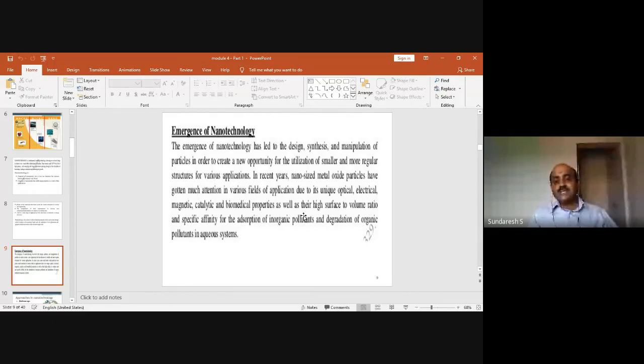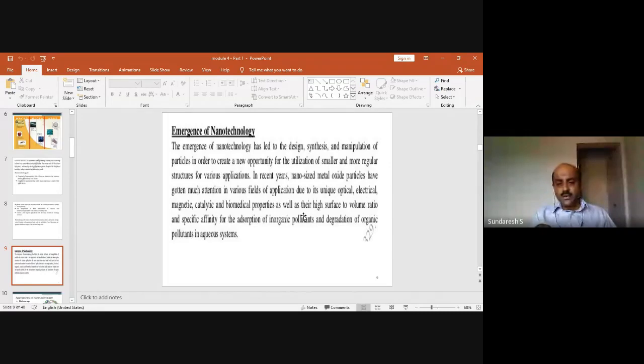See what happened with the emergence of nanotechnology. They have discovered the nano-sized metal oxide particles. And these nano-sized metal oxide particles have many applications in their unique optical, electrical, magnetic, catalytic, and biomedical properties. These nano-sized metal oxide particles have unique properties, which have given applications for various fields, especially in the optical, electrical, magnetic, catalytic and biomedical fields, as well as their high surface to volume ratio.